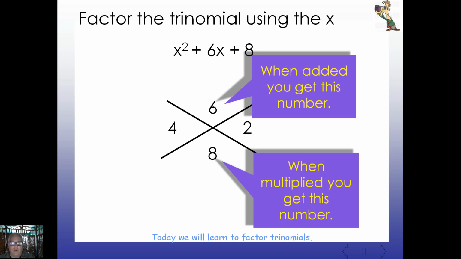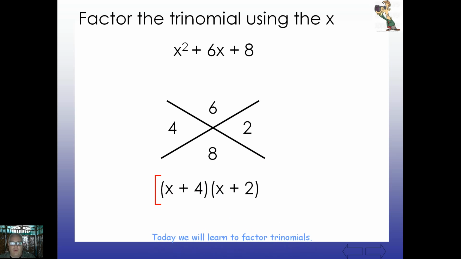And it just so happens, of course, that 2 and 4 add up to 6. So you can place them in any order you like: 4 and 2, 2 and 4, as long as the signs are correct. And look at that. Your answer is right in front of you. You actually have x positive 4 and x positive 2.